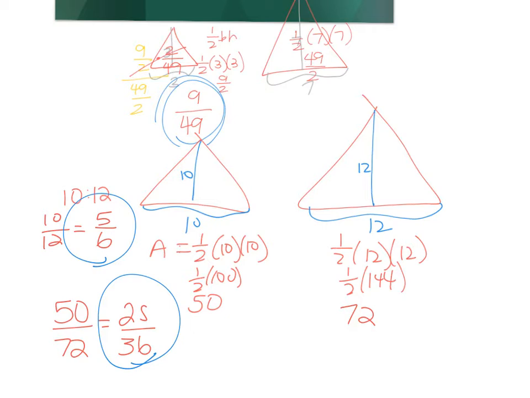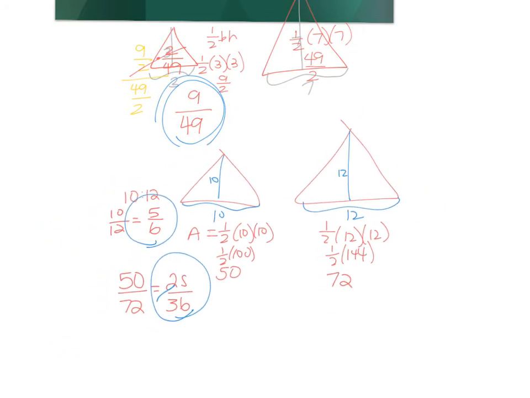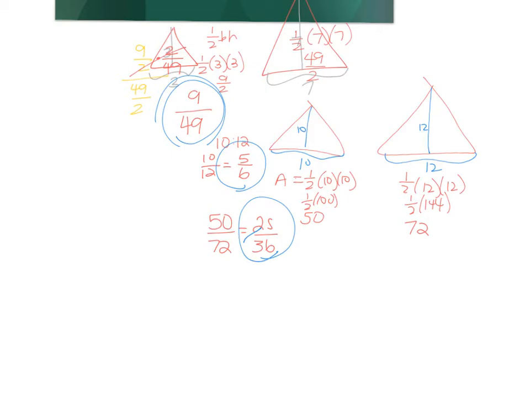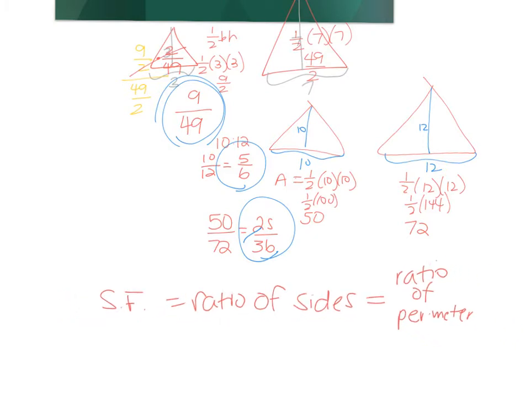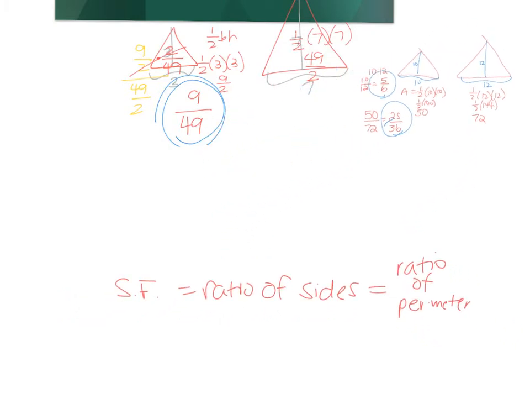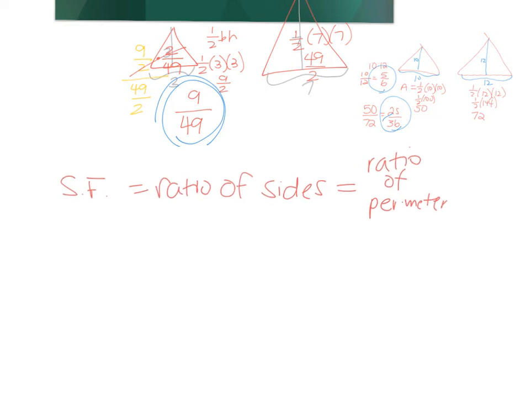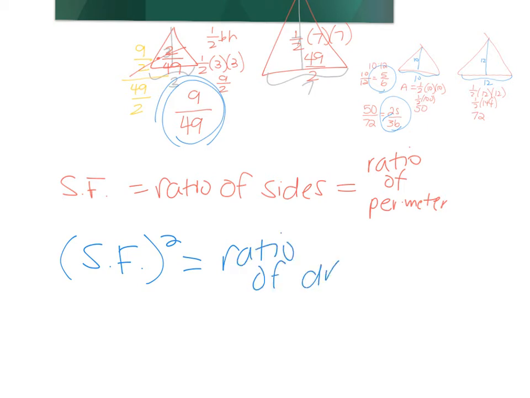So we know that the ratio of the scale factor is going to equal the ratio of the sides, and it's going to equal the ratio of the perimeters. What we just proved is that if I square it, it equals the ratio of the areas.